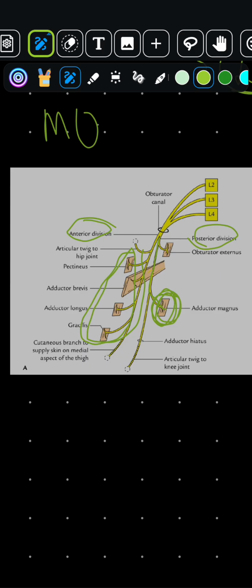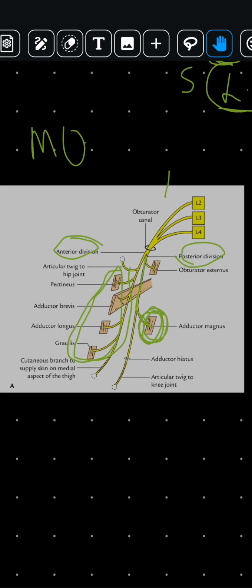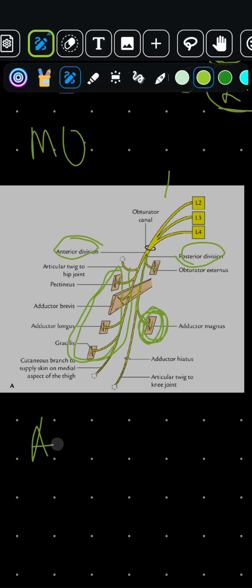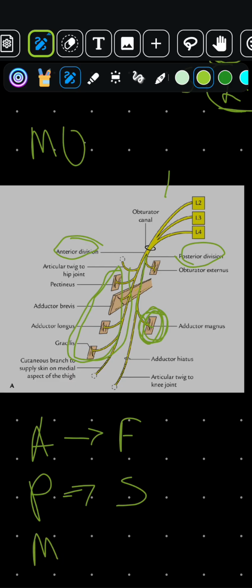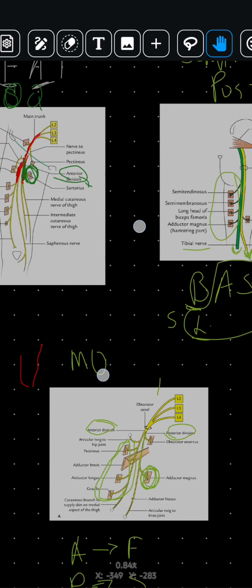So just take a really good look at these diagrams and how and where they're innervating. But the overall take home is that the anterior division is supplied by the femoral nerve, the posterior division is supplied by the sciatic nerve, and the medial division is supplied by the obturator nerve. This is the take-home point. Everything else is just additional data. But otherwise, this was what we have.